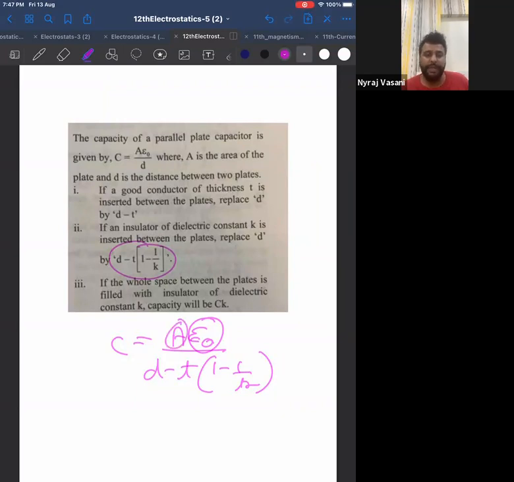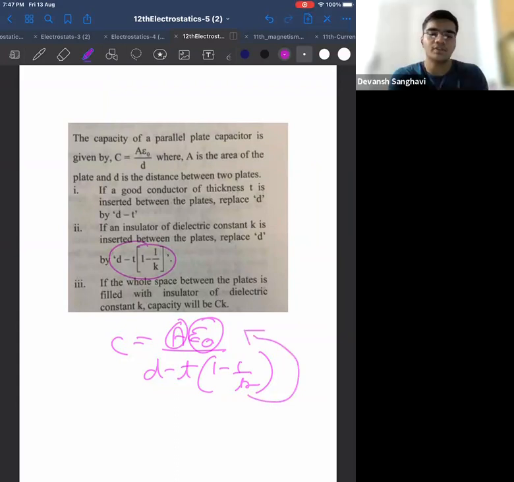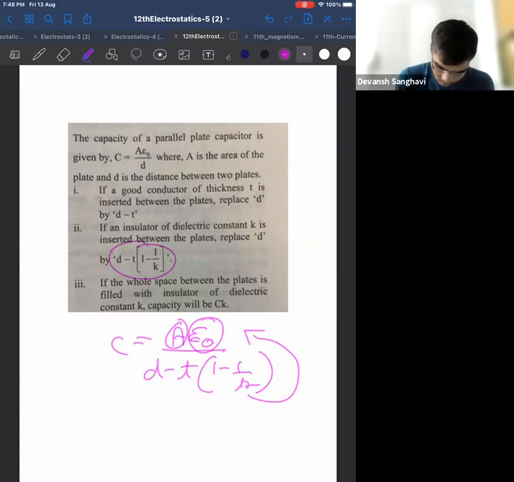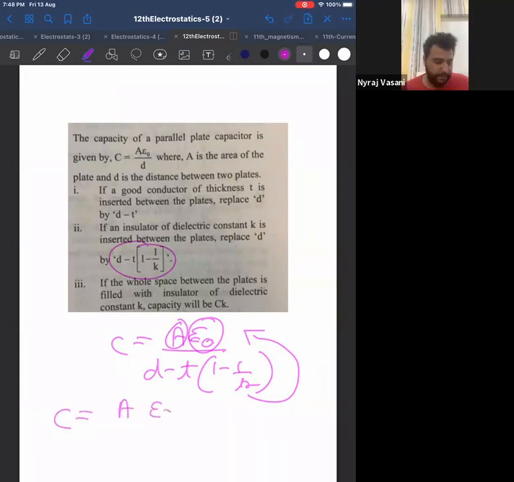Okay, Devansh, what you are saying is this K will come over here. No, sir, when you wrote that formula, you had not written it properly. It was only 1 upon K you had written. Achha, it was T by K. Yes, correct. So if I open the bracket, it is A epsilon naught divided by D minus T plus T by K, correct? Now A will be pi r square.